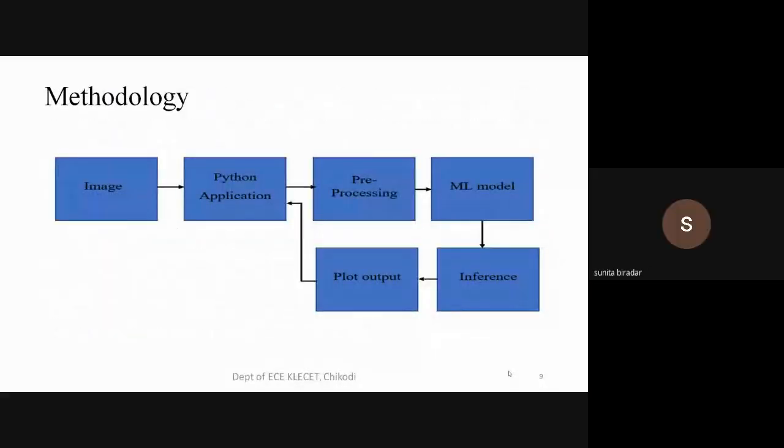Coming to the methodology, the project consists of detection of different types of cancers using machine learning. As shown in the block diagram, we have developed a Python application which will take X-ray images as input. Then pre-processing operations are performed on the images using OpenCV, and the image is fed to the trained ML model, which infers the presence as well as the location of the cancer in the images. If the cancer is detected, the type of cancer will be plotted on the image and the result image will be displayed in the Python application.